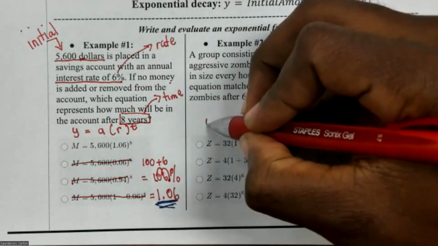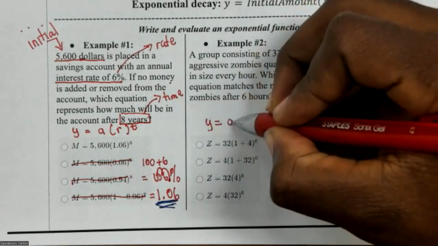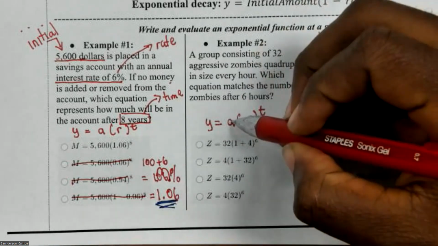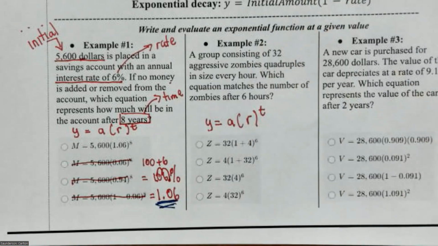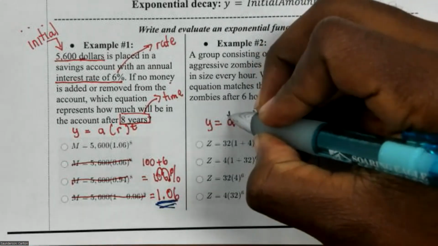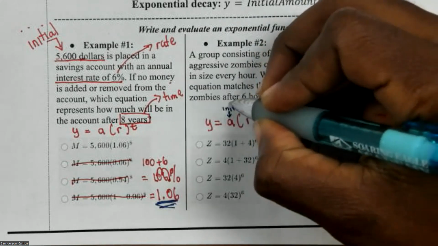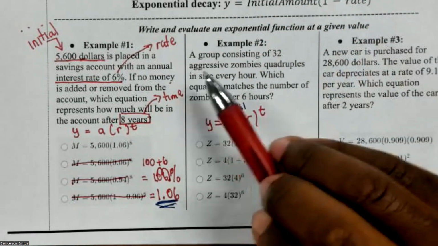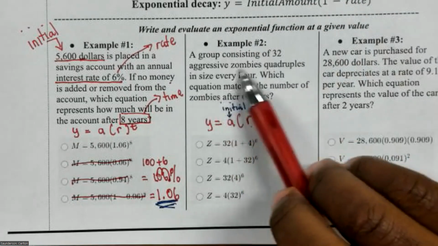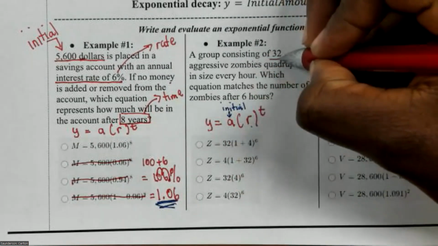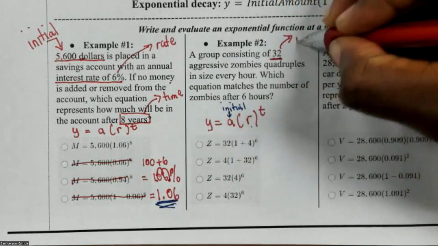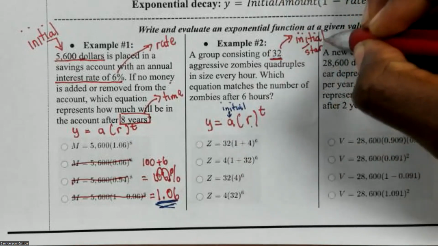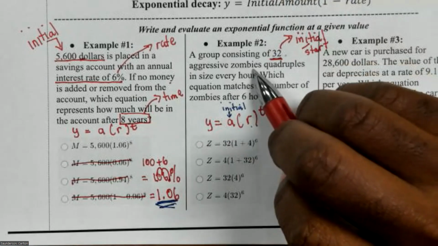Again, it needs to look like the form y equals a parentheses r to the exponent t. We know from the previous problem that a is your initial, r is your rate, and t is your time. When I read the question, it says a group consists of 32 aggressive zombies. That 32 right there represents my a. It represents my initial value because that's the amount that we started with. We started with 32 aggressive zombies.